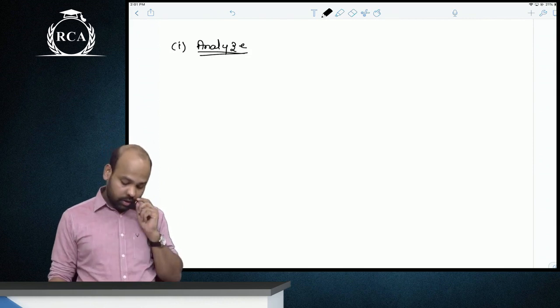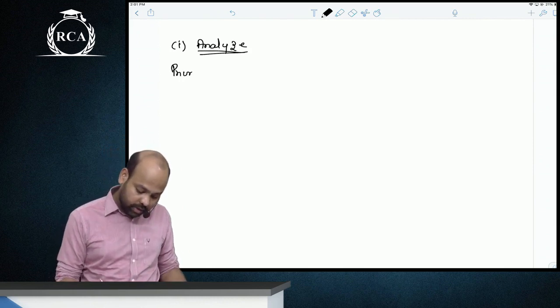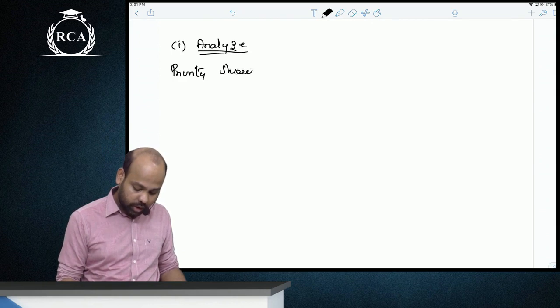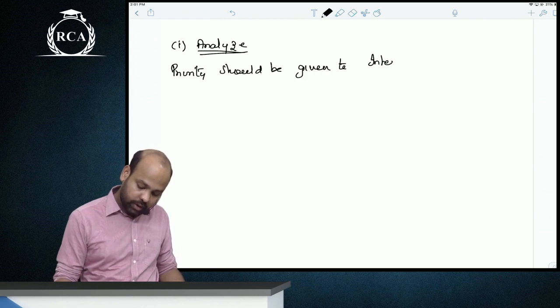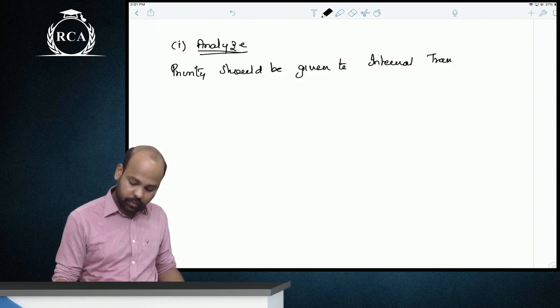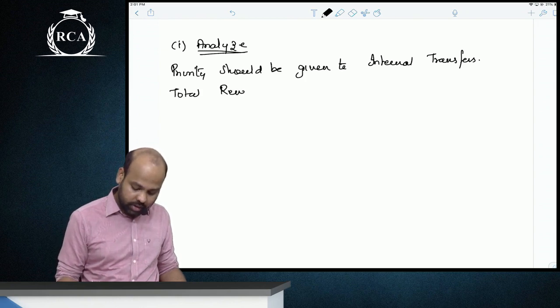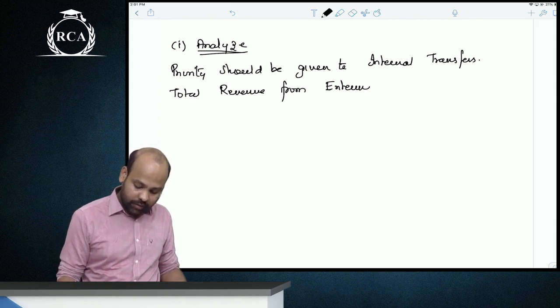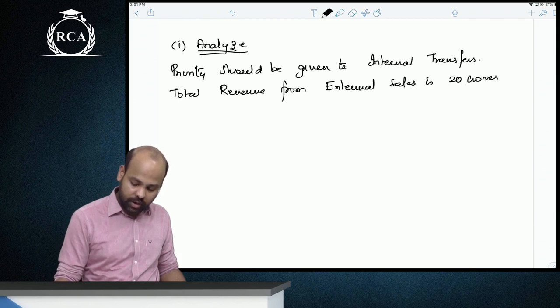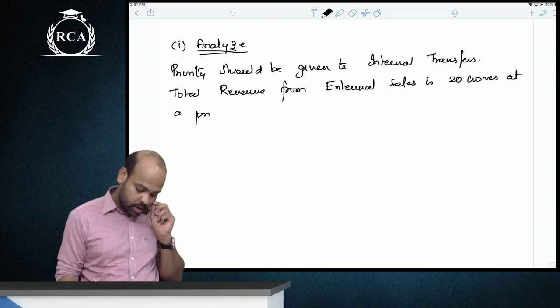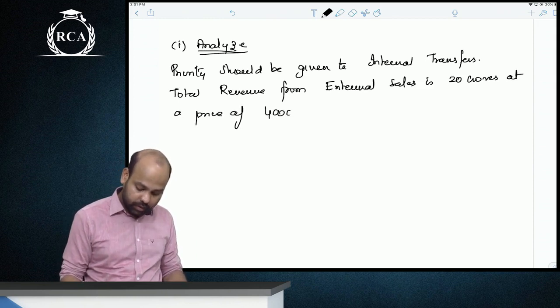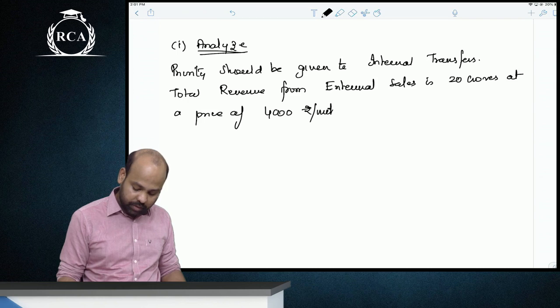Okay, guys. The first thing, remember, beta, priority as such, guys, should be given to internal transfers. Understood, sir? The total revenue, beta, from external sales is 20 crores at a price of 4,000 rupees per unit.